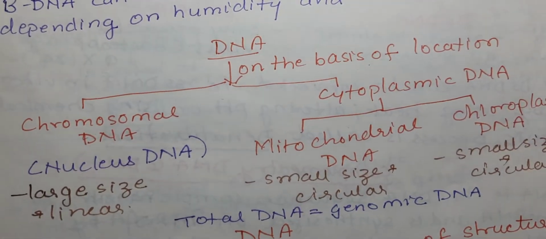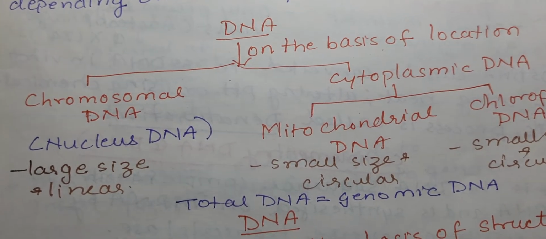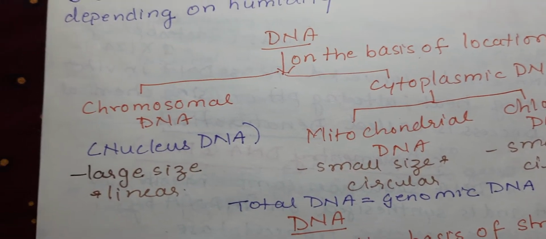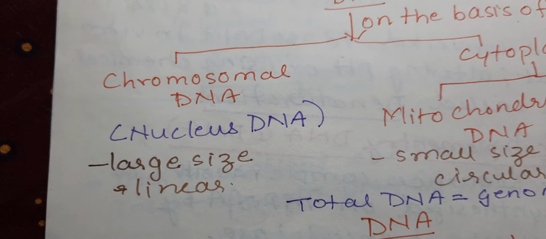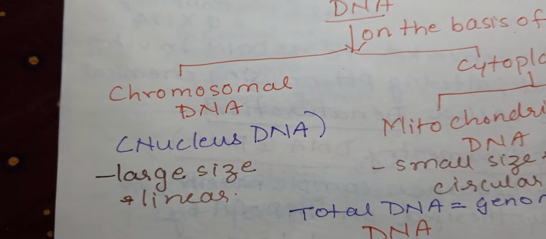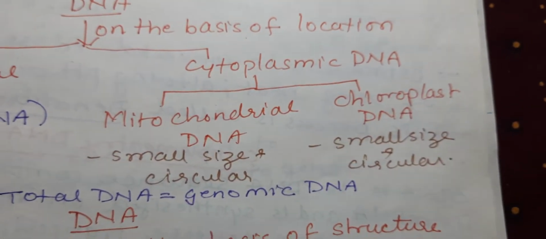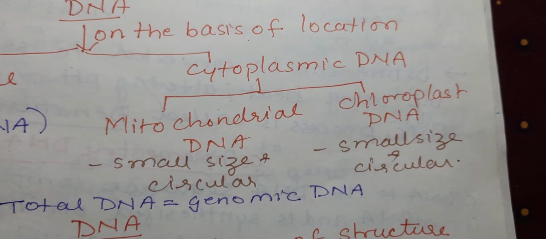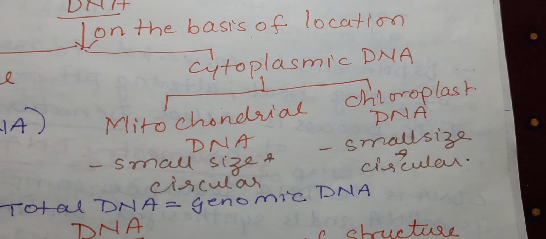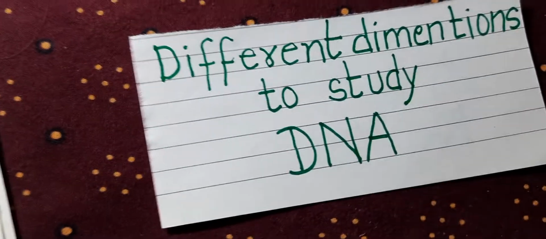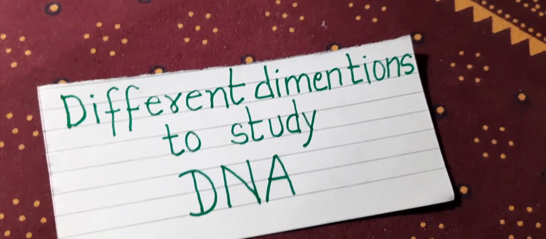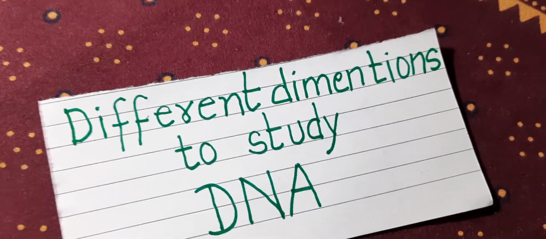On the basis of location, the DNA is divided into two categories: chromosomal and cytoplasmic. The chromosomal DNA occurs in nucleus and it is large and linear, whereas cytoplasmic DNA occurs in mitochondria and chloroplast of eukaryotic cell, and they are small size and circular. So this is how it occurs.